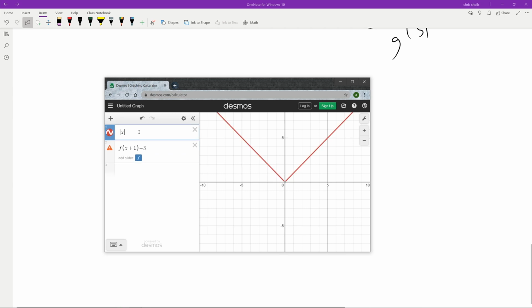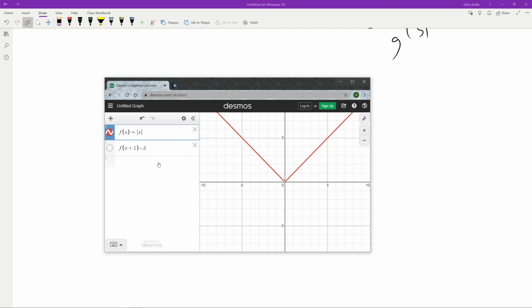If this is f of x equals, oh, I didn't know you could do that in Desmos. Okay, I didn't know you could define a function like that. I just learned something. So I want to find f of x plus 1 minus 3.